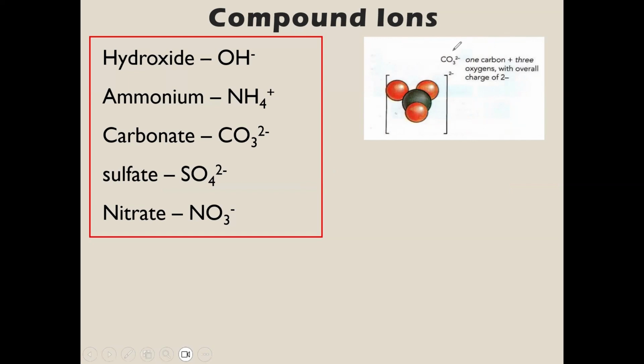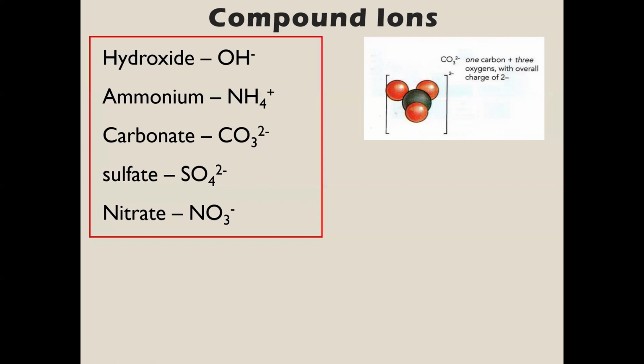This is carbonate, CO3, -2. So it is composed of 3 oxygens and 1 carbon. The black is the carbon and the reds are oxygen. And the overall charge is -2. Why do you think it's -2? How does the overall charge come? The overall charge is the total charge of the whole compound ion.